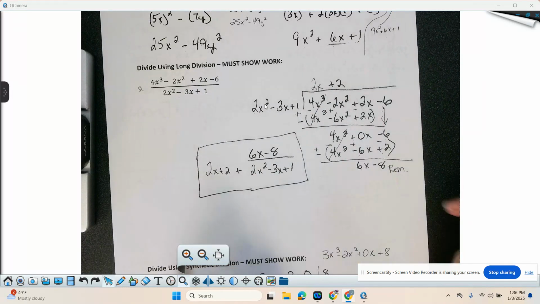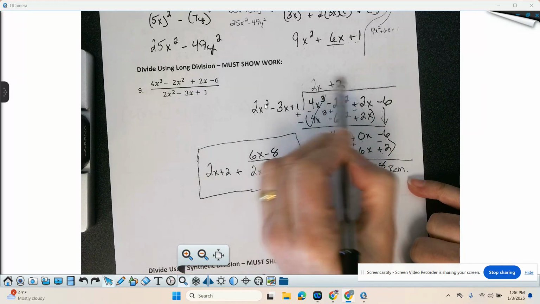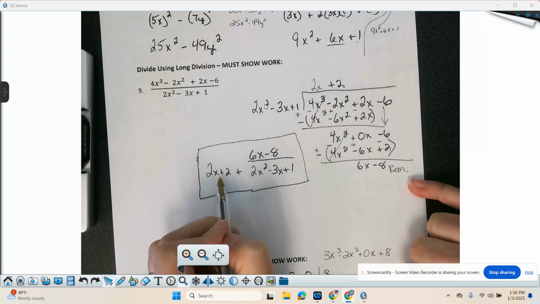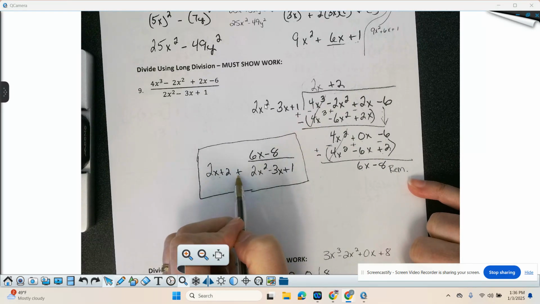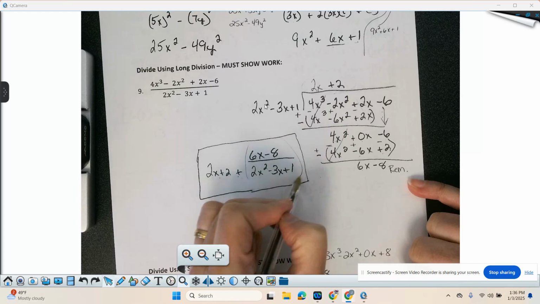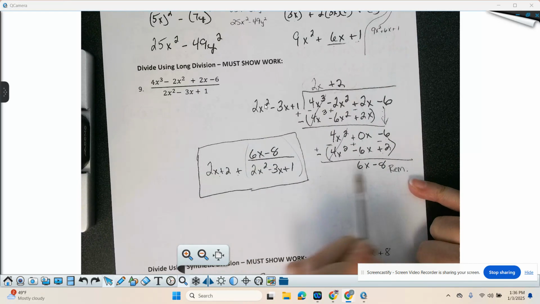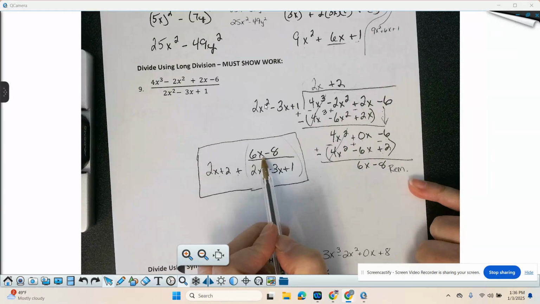So our answer is, what did you have up here? Your quotient. Always plus, then the fraction. What do we have here? 6x minus 8 over what you were dividing by goes on the bottom.